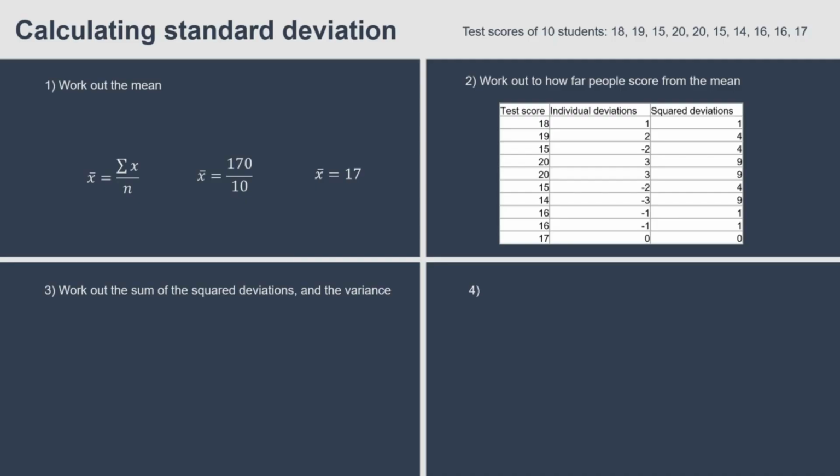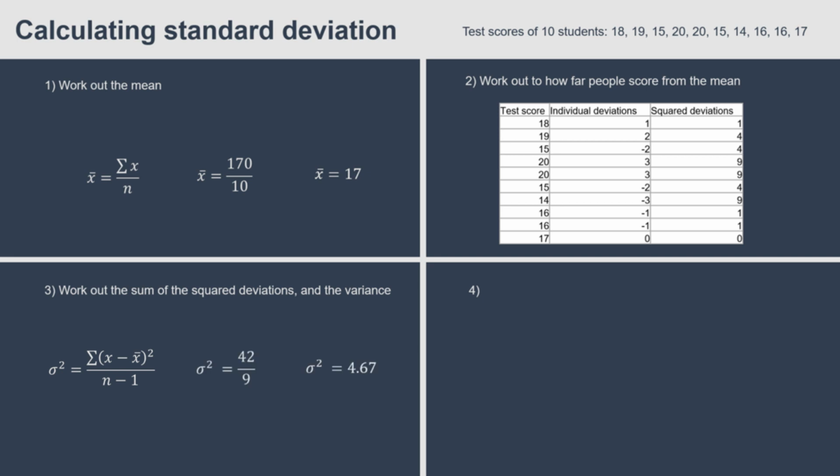Step 3, we want to work out what is the average of these squared deviations. And so what we do is we work out what's called the sum of squares. So we take those squared deviations and we add them up. And then we divide it by the sample size minus 1. And that gives us a number called the variance. Variance is something like the average of the squared deviations.